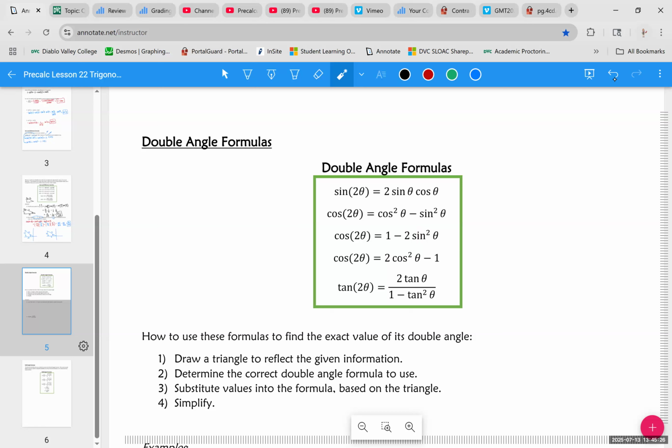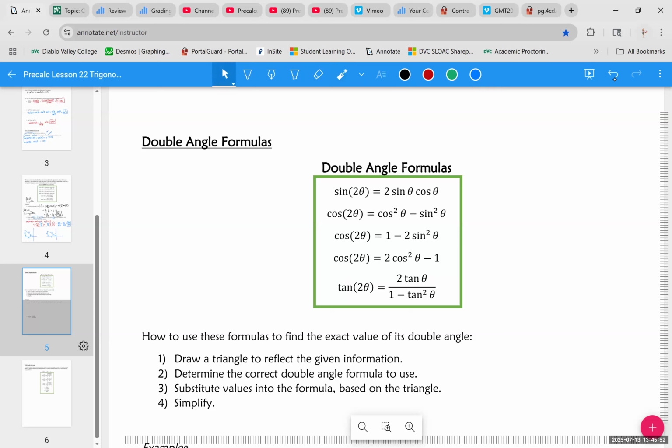I rarely, I think if ever, use the tangent of 2 theta in calculus, maybe once in a blue moon. So you don't have to memorize that one. I would not give you something on a test without a note card for the tangent of 2 theta. But there it is. That's what the tangent of 2 theta looks like.